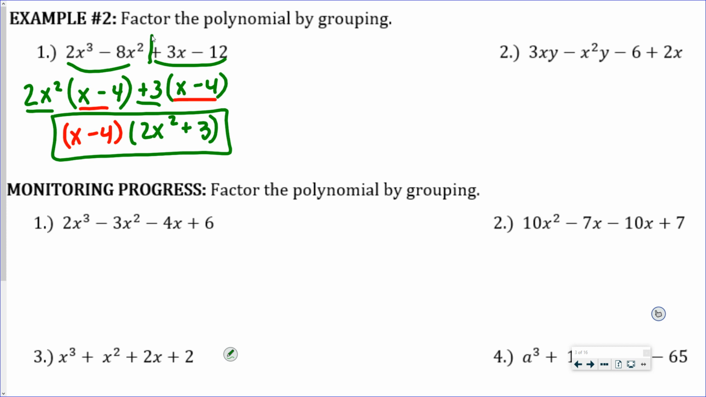How can I check my answer? Multiply it out. Okay, if you're really ambitious, multiply this out. 2, 2, 2, 2. You'll get back to that product.